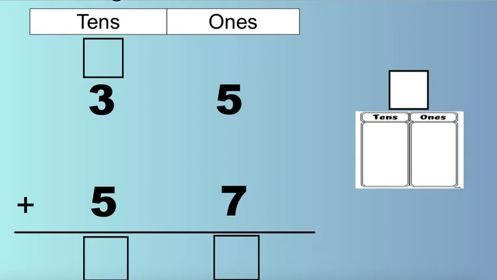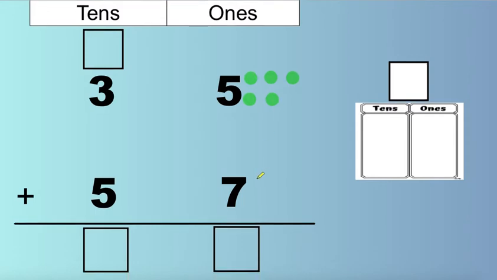So let's go ahead and get our marker ready so we can make some dots to add 5 plus 7. So let's start with the number 5. 1, 2, 3, 4, 5. All right. Now the number 7. 1, 2, 3, 4, 5, 6, 7.